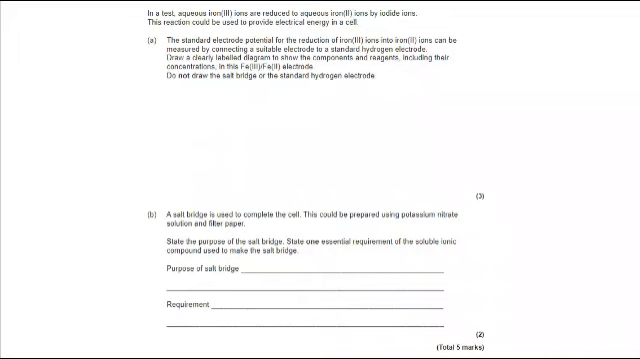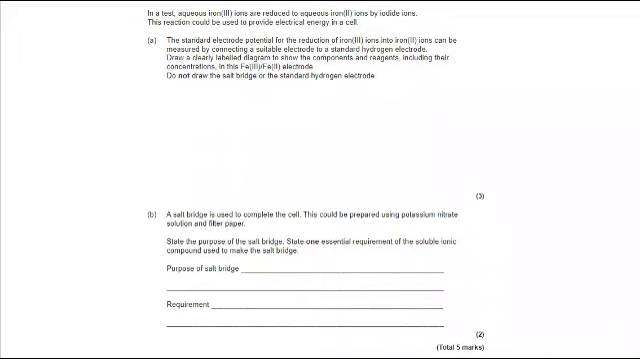So in a test, aqueous iron 3 ions are reduced to aqueous iron 2 ions by iodide ions. The reaction could be used to provide electrical energy in a cell. Standard electrode potential for the reduction of iron 3 into iron 2 can be measured by connecting a suitable electrode to a standard hydrogen electrode. Draw a clearly labelled diagram to show the components and reagents, including their concentrations, in this Fe3+, Fe2+ electrode. You don't need to draw the salt bridge, you don't need to draw the standard hydrogen electrode. And there are 3 marks available.